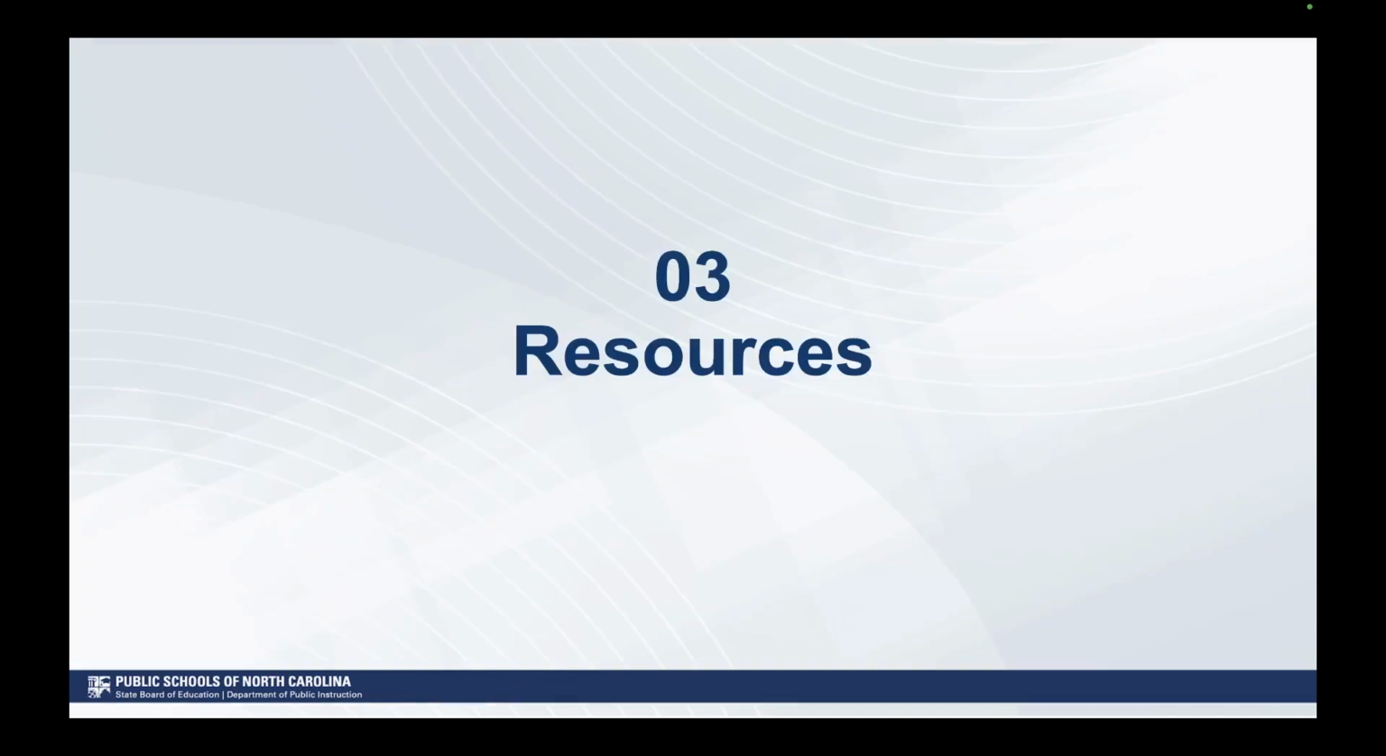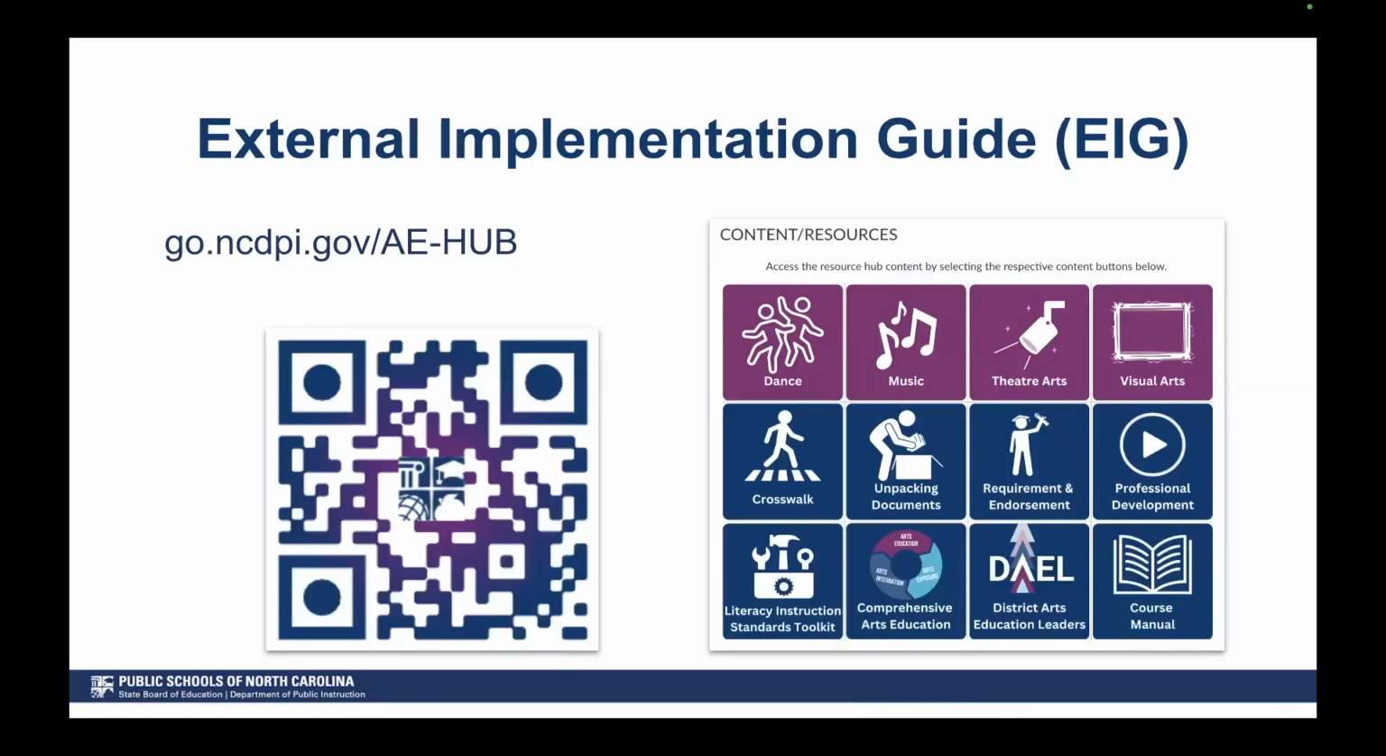Great. So let's take a look at some of the resources that we have already provided for you, and those that we are continuing to build and where you can access everything. So the very first place is our AE Hub. And we love our beautiful buttons here. This is the QR code for it, but you can access it with our short links, go.ncdpi.gov/AE-hub, Education Hub. You can find discipline-specific resources by clicking on any of those purplish buttons, but then also can find all crosswalks, all unpacking documents, the professional development catalogs, all the wonderful resources are housed right here.